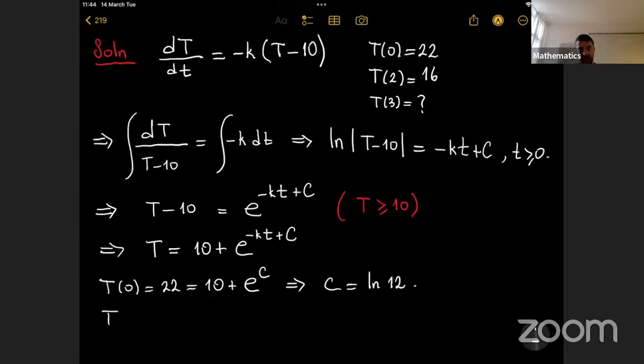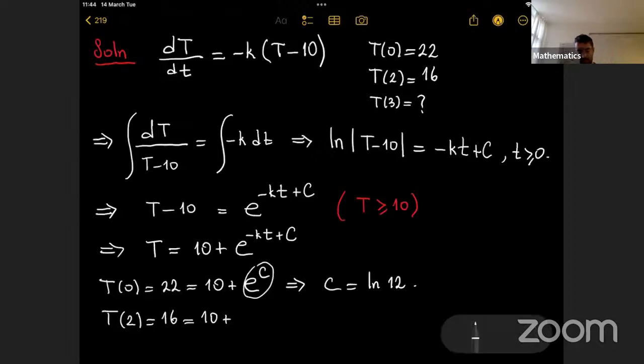Let's find out k. When t is equal to 2, it is 16, and this is 10 plus... Okay, there's one question: instead of e to the power c, can we say c? You can do it, that's fine. You can do that as well, like in the previous example.